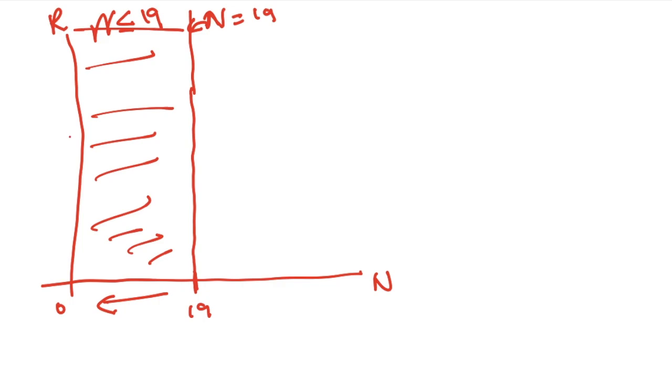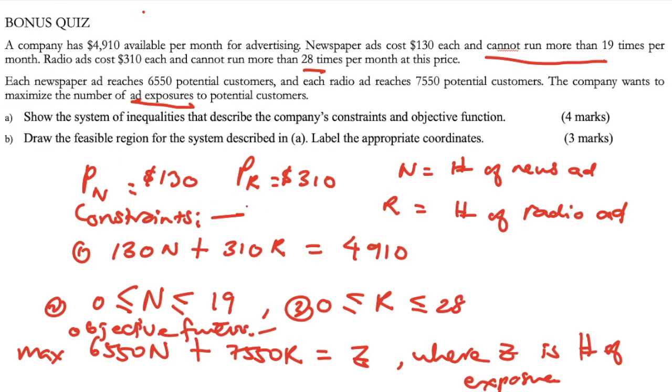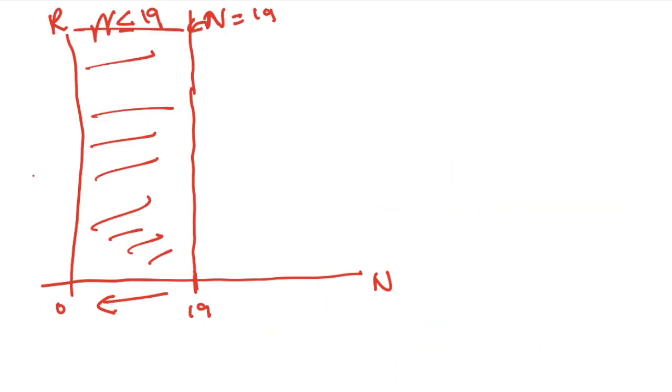If you see radio, it cannot be more than 28. Less is okay. Radio is on the vertical axis, so 28 is here. Then we do this. It's not straight.